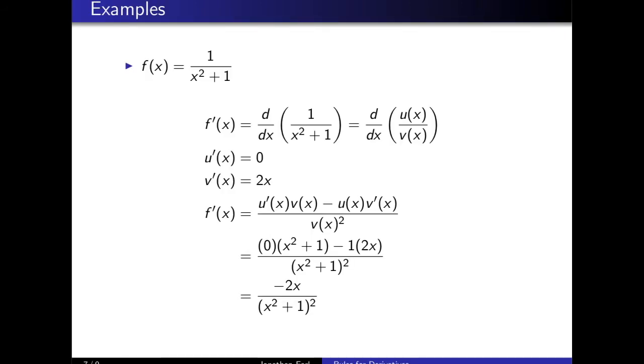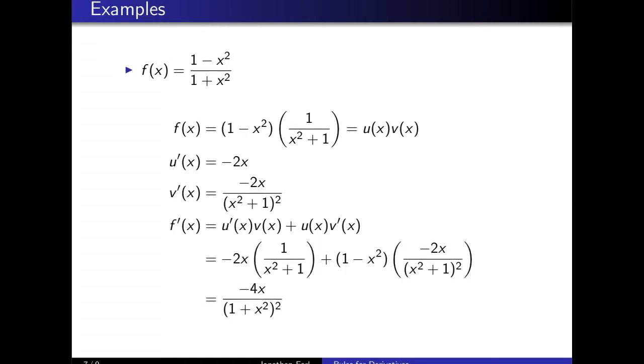For our next example, we'll take f of x to be 1 over x squared plus 1. So again, we'll go and say that our numerator is u, our denominator is v. The derivative of our numerator is again going to be 0. In this case, the derivative of the denominator is 2x. So we'll again use our quotient rule, so u prime times v minus uv prime all over v squared. And when we apply everything and we simplify a little bit, we get a final answer of minus 2x divided by x squared plus 1, and that quantity in the denominator is all squared.